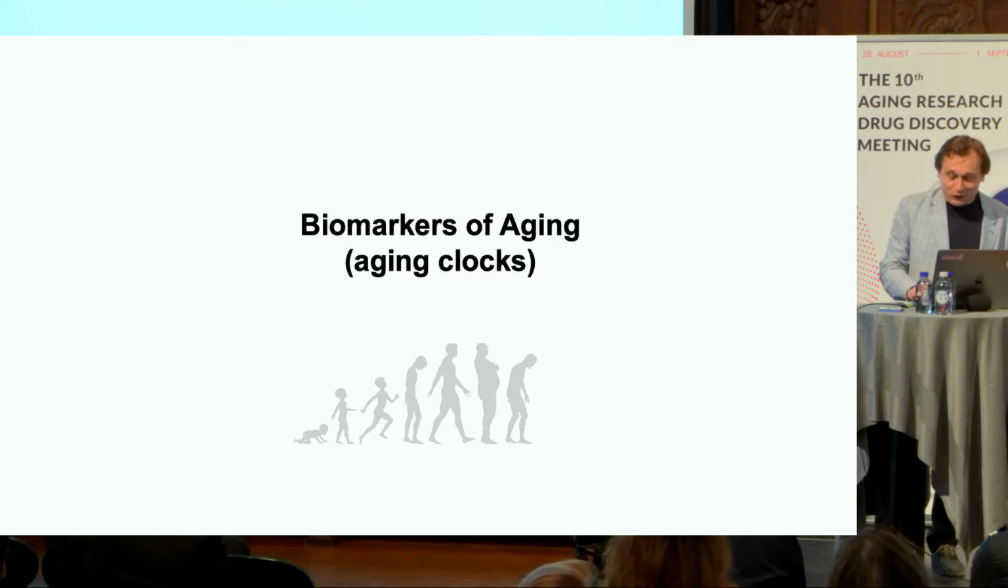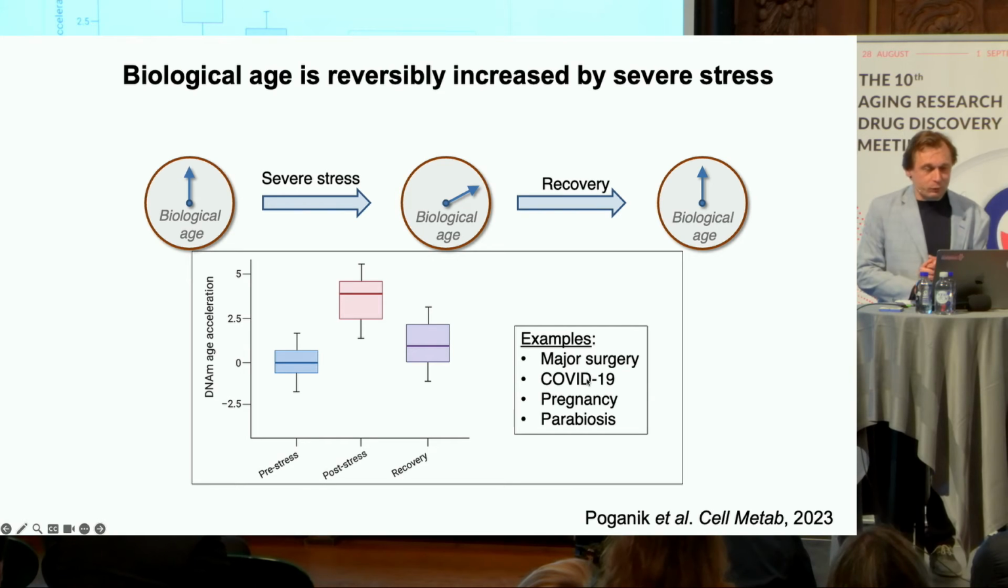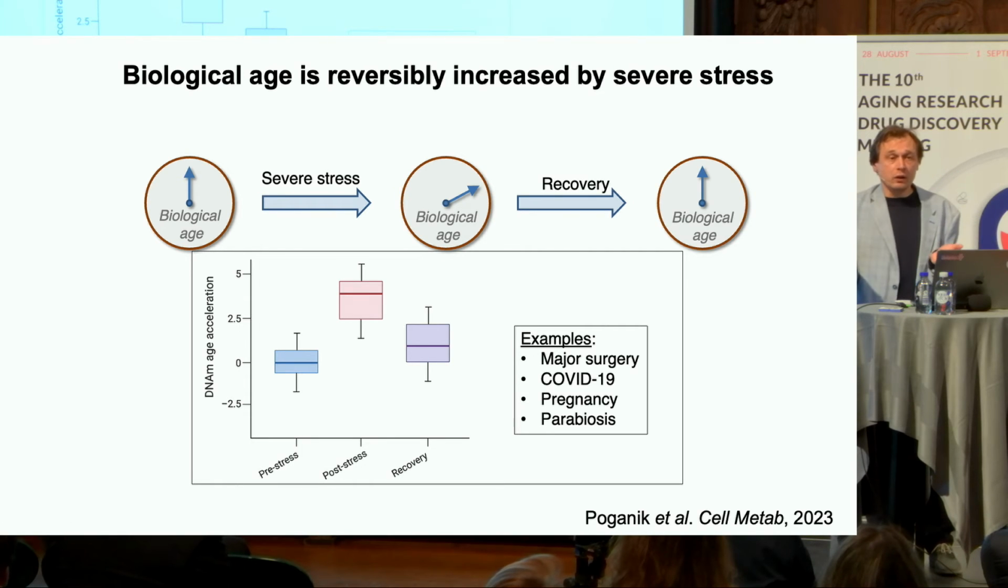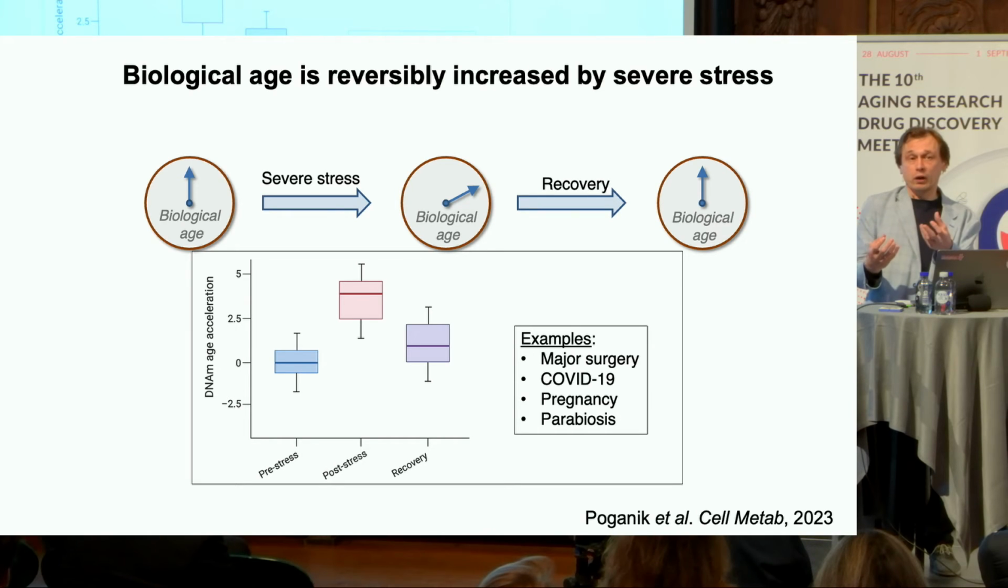In the paper, though, we described examples of major surgery, COVID-19. It's not COVID-19, but kind of severe, somebody goes to a ventilator in a hospital and then recovers. And also pregnancy. Women in the 3rd trimester are literally older than early in the pregnancy, and the age recovers postpartum. Also, parabiosis, where we study the young mice which have joint circulation with old mice, and they literally become older. And once we separate them, the age is also normalized.